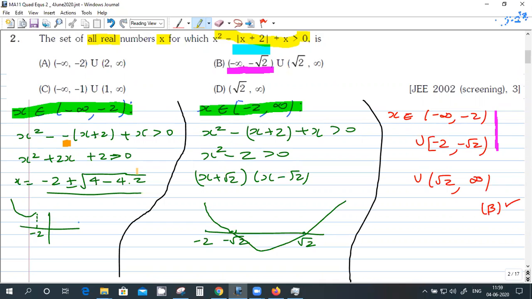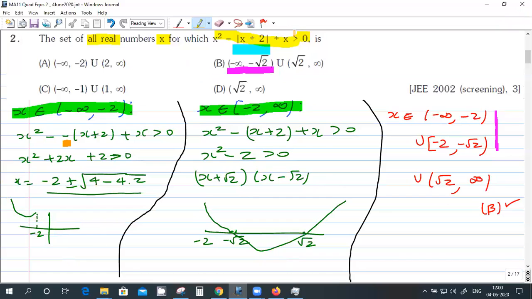Sir, I got it. Answer? Minus root 2 and union root 2 to infinity. Yeah. So in the first part, the discriminant is turning out to be negative, so the roots are not real. And x square is positive, so the curve will be like this, right? And minus 2 is here. Draw an approximate figure so that you get a clear picture. And for the other part, the roots are plus root 2 and minus root 2, so it will be like this.